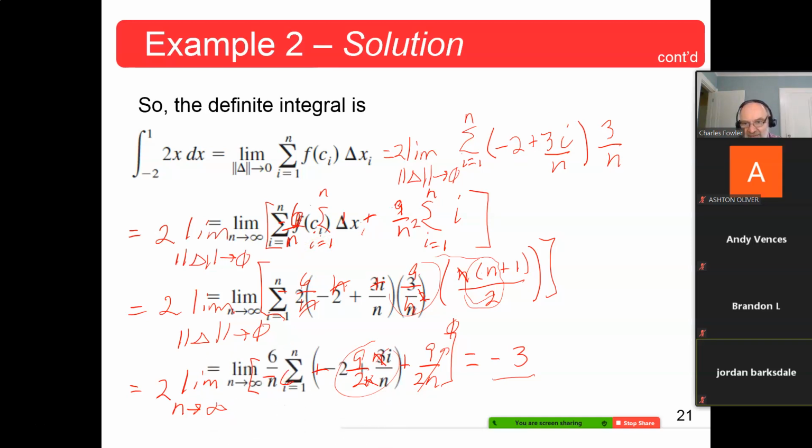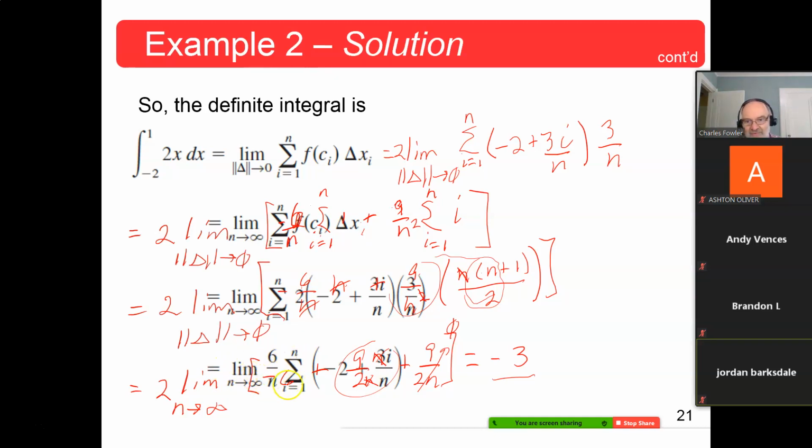Now, see how they did it next. They pulled out this 2 times that 3 over n. That gave us 6 over n. Now they could have pulled the 6 all the way out. They didn't. They left it there. That's fine. Perfectly fine. They'll pull it out later. But you can't pull the n out here. They could have pulled the 6 out but left the n.